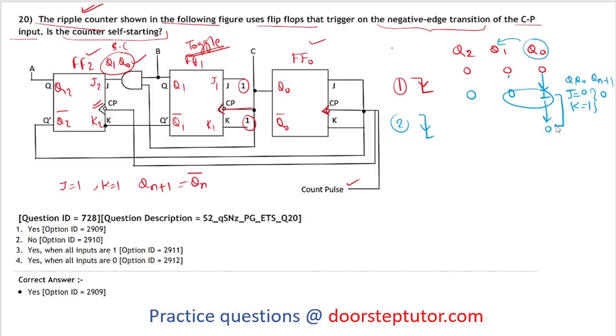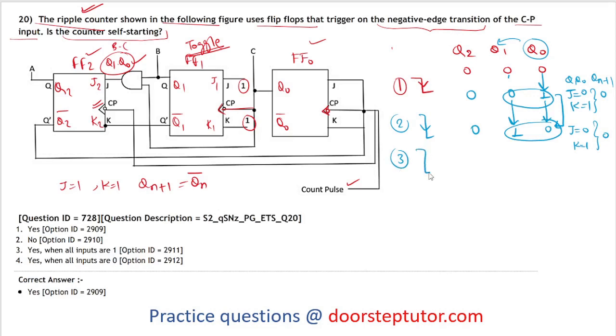And now this is having a negative edge transition from high to low. So it will change the status of Q1. So it will change from 0 to 1. Now input of J will be again 0 and K will be 1. So we know Qn plus 1 will be 0. So this will be 0 again.